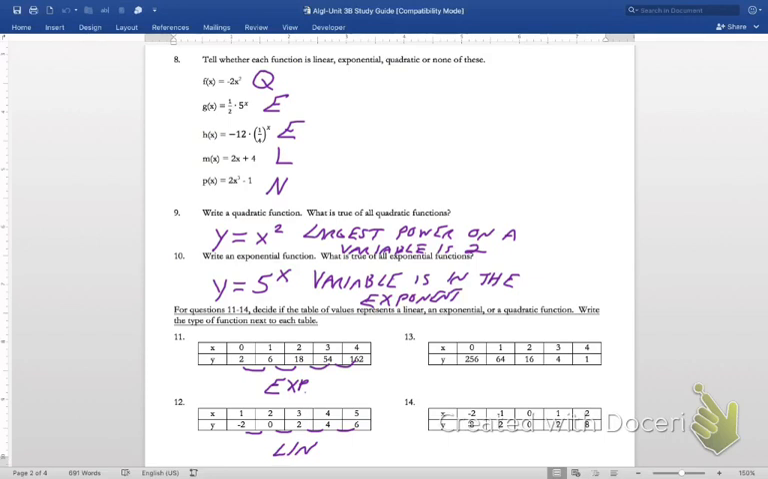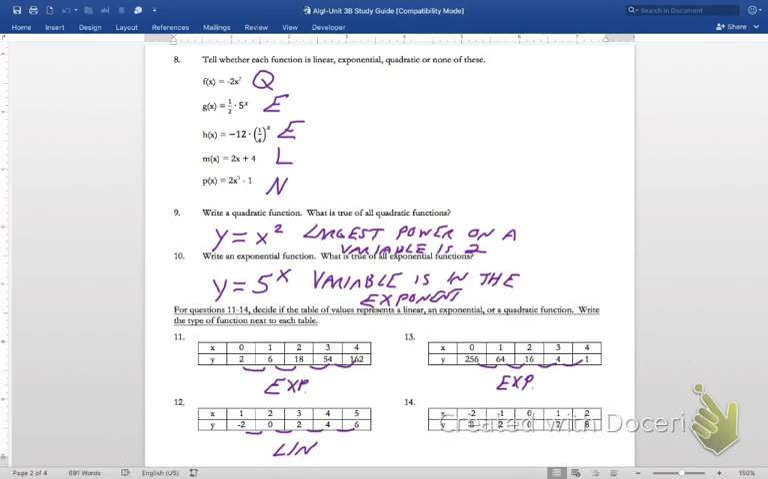13 to the top right here. 256, 64, 16, 4, and 1. Now remember, you can divide each of these numbers out and see what they have in common. And in this case, we're dividing by 4 every time. So that's the same as multiplying by 1/4. That makes it exponential. Finally, 14: 8, 2, 0, 2, 8.